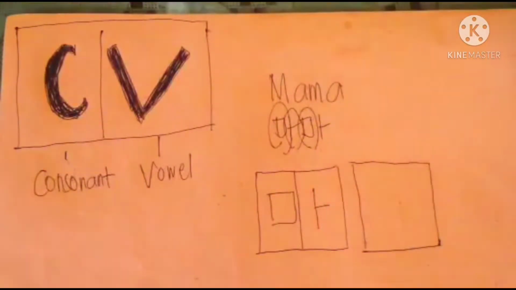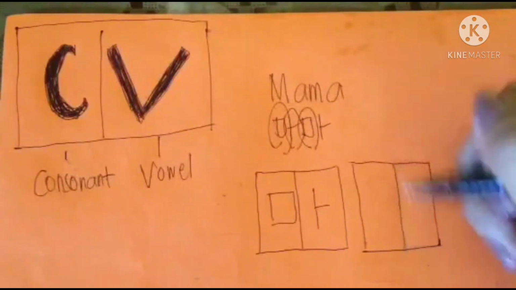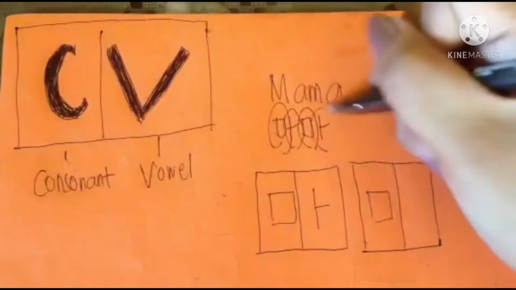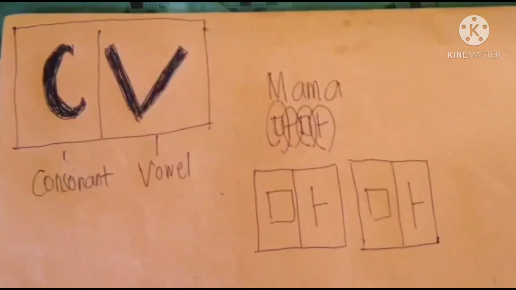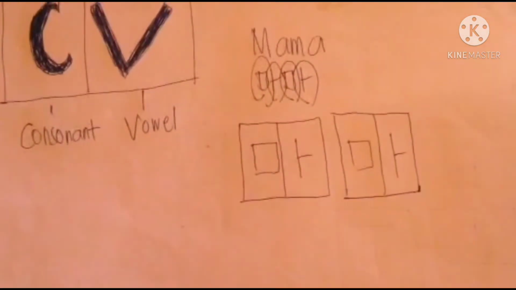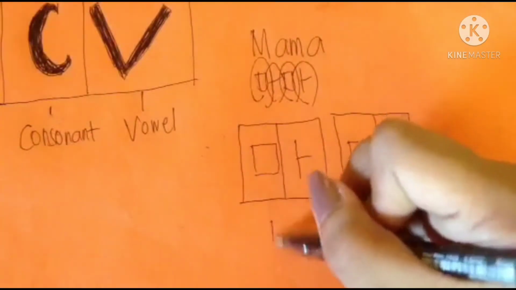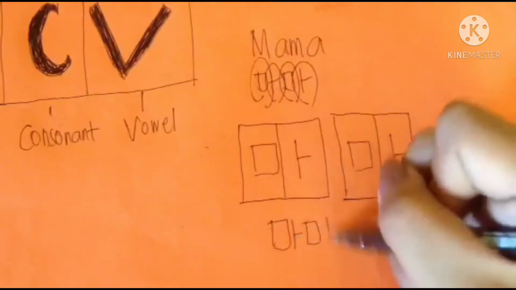And then the second one, M for consonant, left side. And then A for vowel. Yes, that's it. Mama. Ito yung resulta. Ma. And then ma.